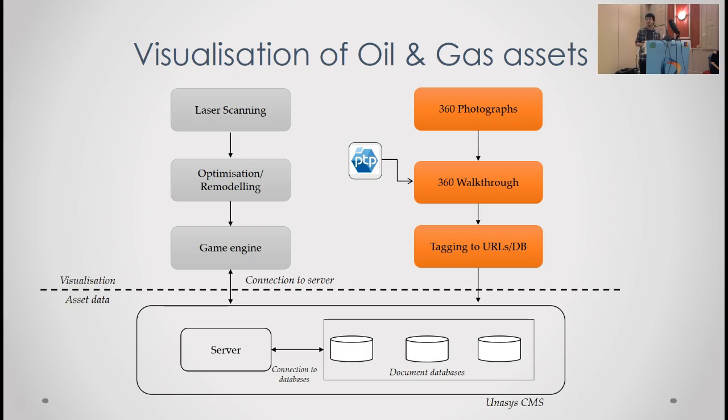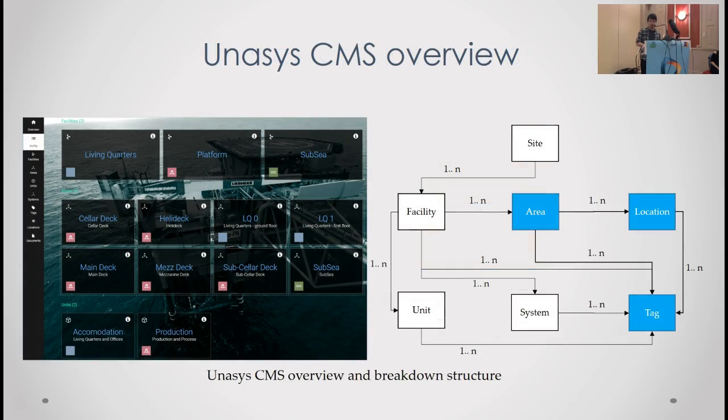We can accomplish the integration with our asset management system through URL linking. So just a quick overview of what actually is the Unisys CMS. That's on the right side, just one of the main screens. And on the left, this is just a part of the database schema, and I've highlighted area, location, and tag, which is how we link the visuals to the database.